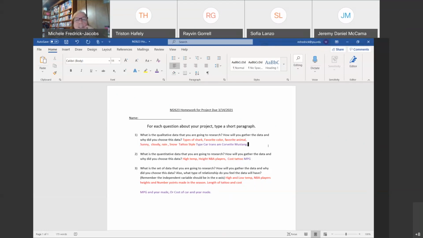So for next Sunday, you just need to know what type of data you're going to use and answer these questions for the project. You don't start the project because we want to make sure they make sense first. Any questions on that? I'll bring the project up so you can see it. And is there any questions? So this is the only thing due next Sunday. Everything's always due on Sunday.